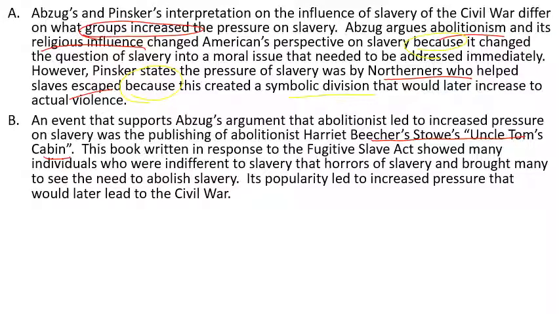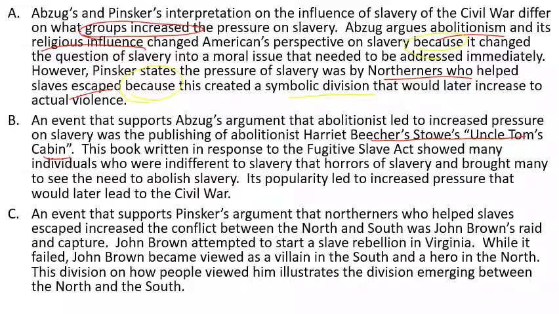This book, written in response to the Fugitive Slave Act, showed many individuals who were indifferent to slavery the horrors of slavery, and brought many to see the need to abolish slavery. Its popularity led to increased pressure that would later lead to the Civil War. Are you convinced? Well, let's look at Pinsker's then.